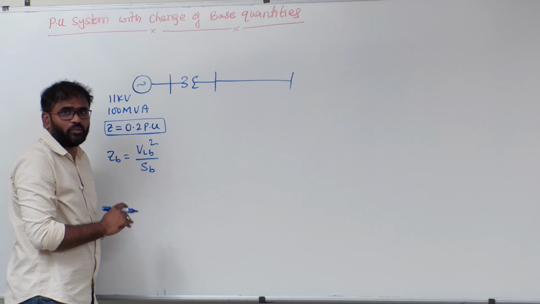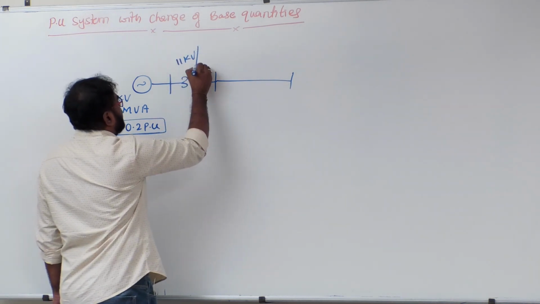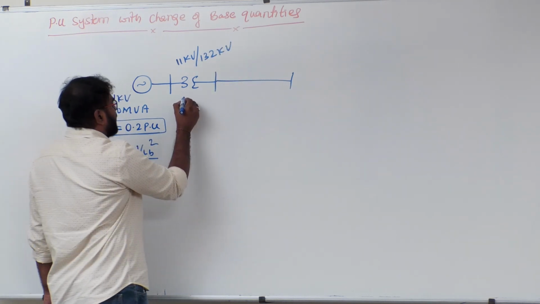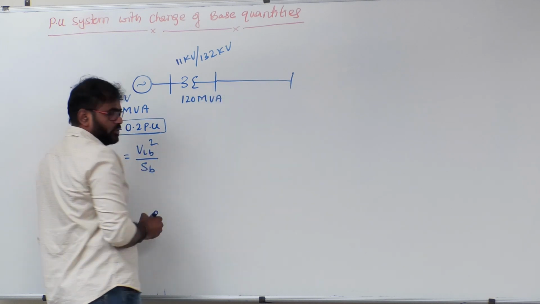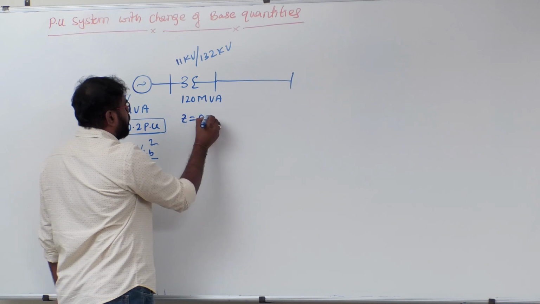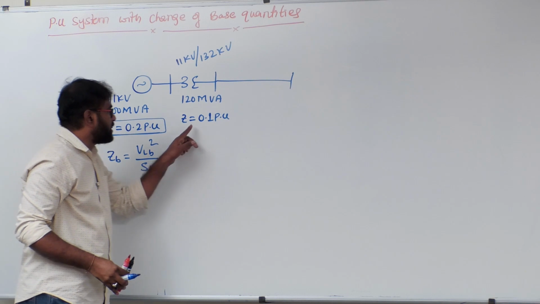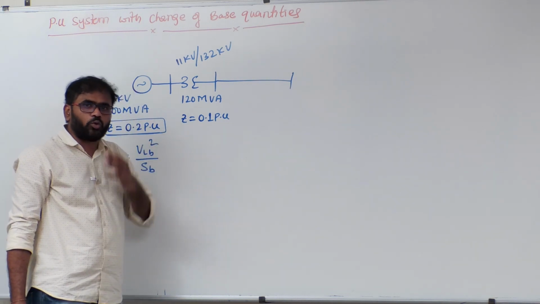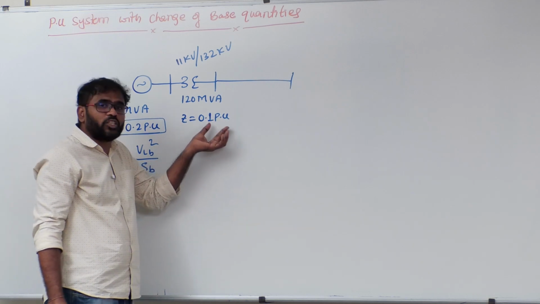Next we have a transformer, right? Let's say this is an 11 kV by 132 kV transformer, and its rating is, let's say, 120 MVA, and its per unit impedance on the nameplate details is marked as 0.1 per unit. The transformer manufacturer has given me the per unit impedance as 0.1 per unit. Now again the question is, how did the manufacturer of the transformer calculate this per unit impedance?